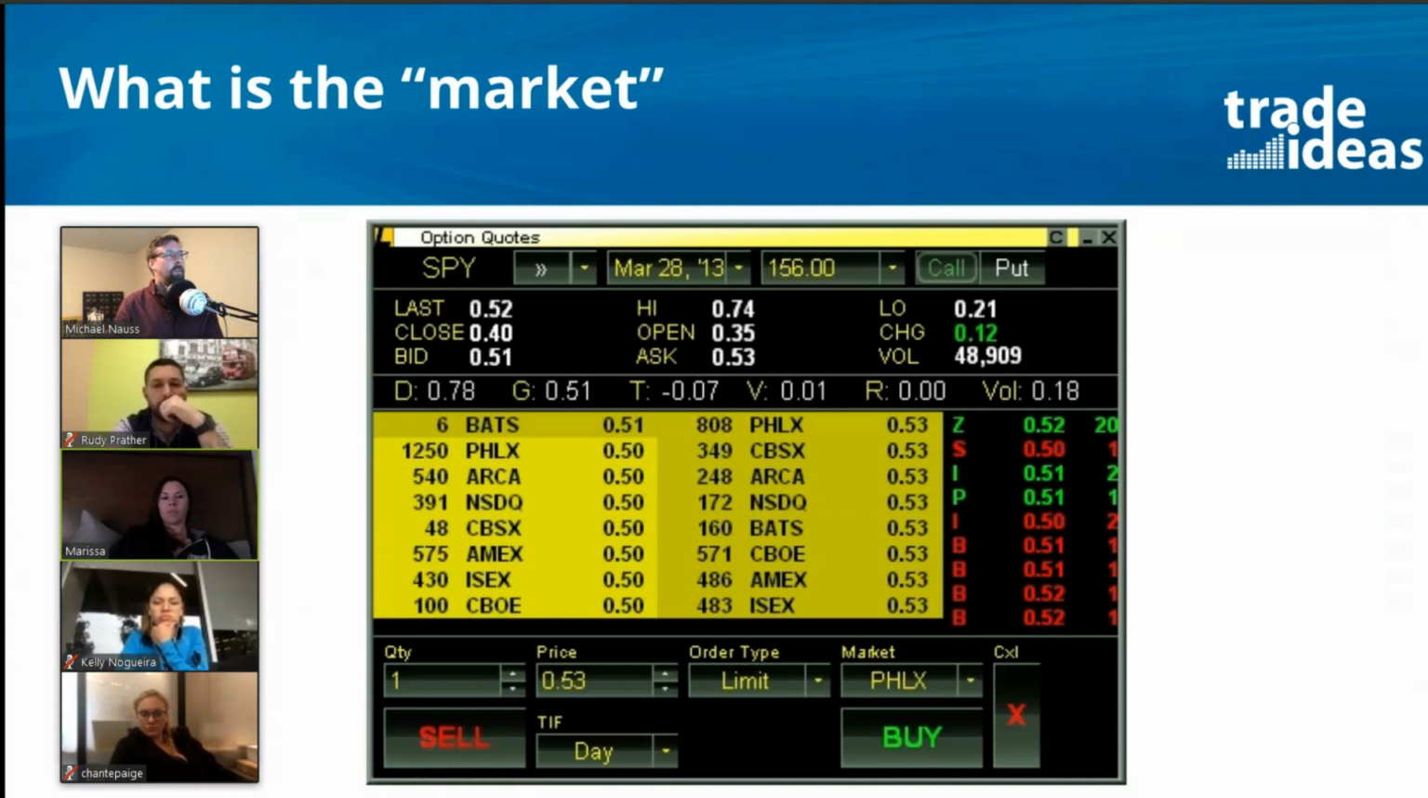And then this guy over here is just showing you what the last price is. So when someone says, you know, Apple's trading at $100, or for example, this is trading at 52 cents, because you can see the last trade that went through was at 52 cents. But that doesn't mean you can get that price, right?